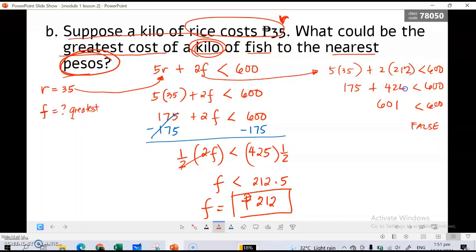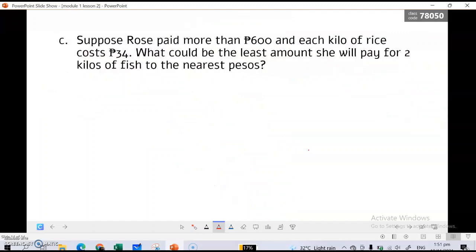Kasi pag 212, magiging 424 yan. So, this would be 599. So, see, 599 is still less than 600. So, bakit 599? Bakit hindi 599.5, 599.80? Nakalagay kasi dyan kanina na i-round off natin ito to the nearest pesos. Okay? So, and last question here.